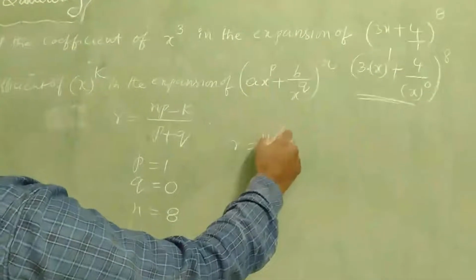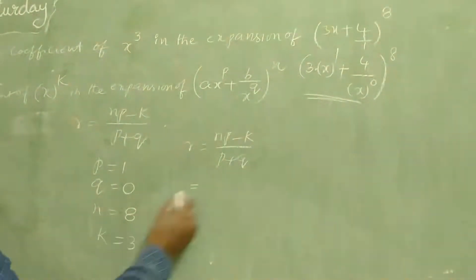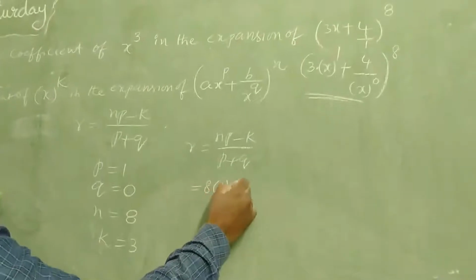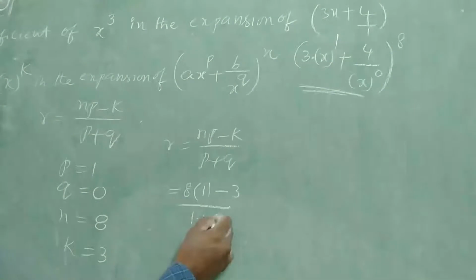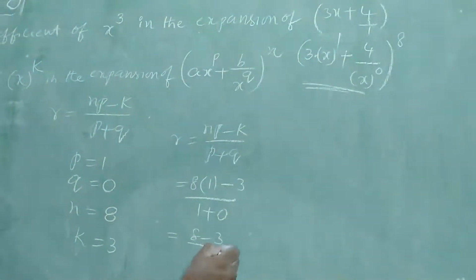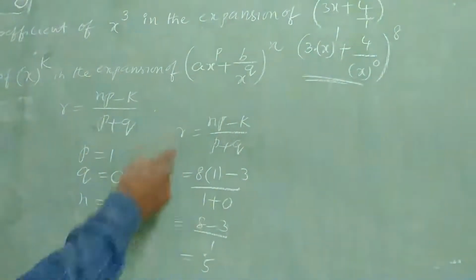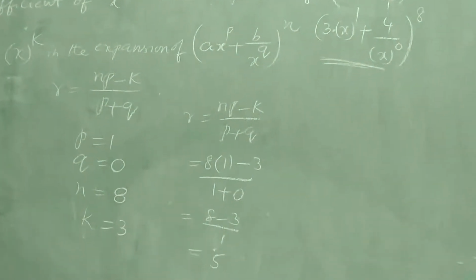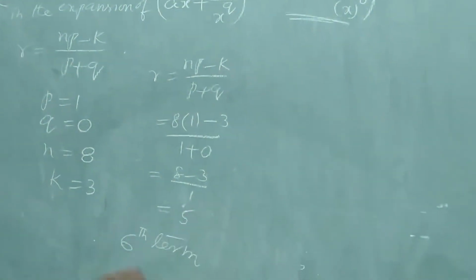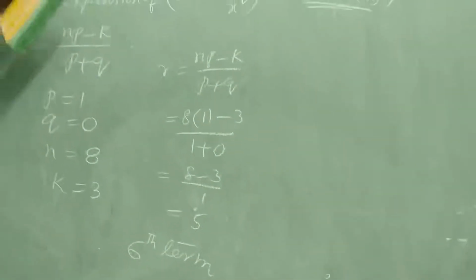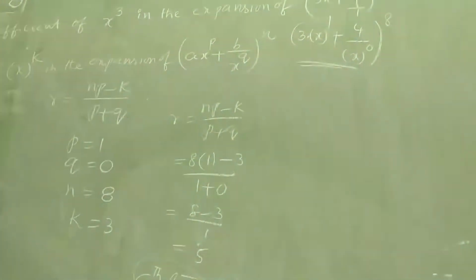r is equal to (np minus k) by (p plus q). So n is 8 into 1 minus k value 3, by p plus q, 1 plus 0. So 8 minus 3 by 1, 8 minus 3 is 5 by 1, that is equal to 5. r is equal to 5 means in the sixth term we get the coefficient of x cube.